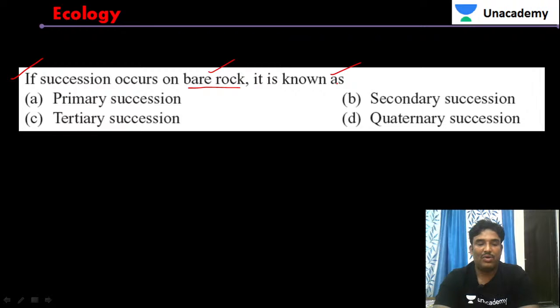Yes, Komala. Apart from lichens, the bryophytes have the capacity to release enzymes. Even though lichens also have it, bryophytes have that capacity to release enzymes.